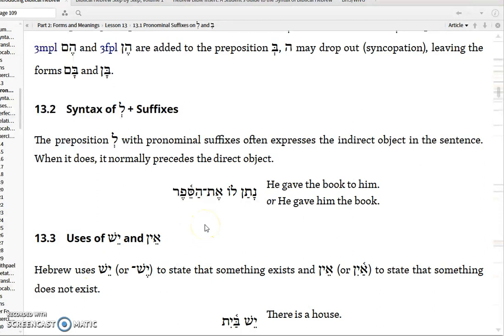As far as the syntax of this sort of thing, the preposition la with pronominal suffixes often expresses indirect object in sentences. So here he gives you the example, Natan lo et hasefer. He gave to him, direct object marker, the book. He gave to him the book. He gave him the book.